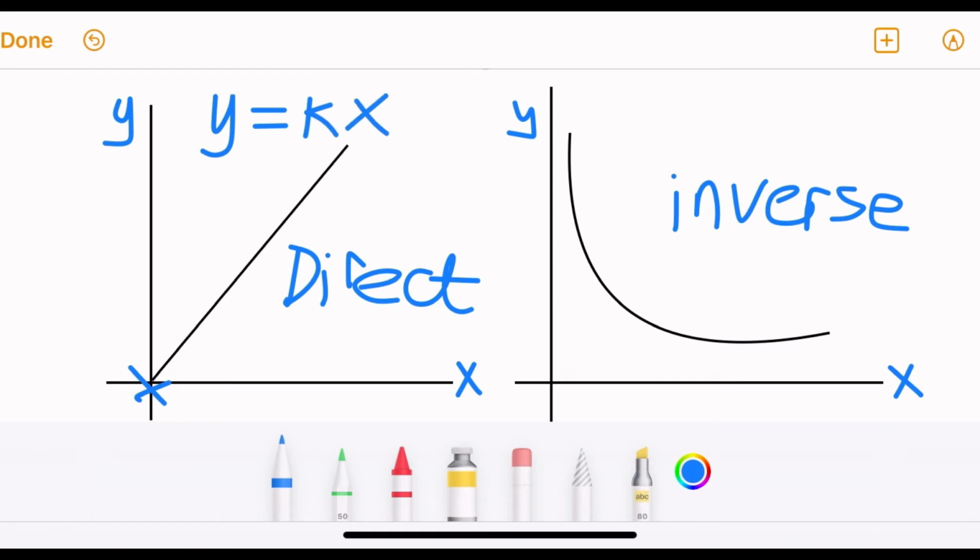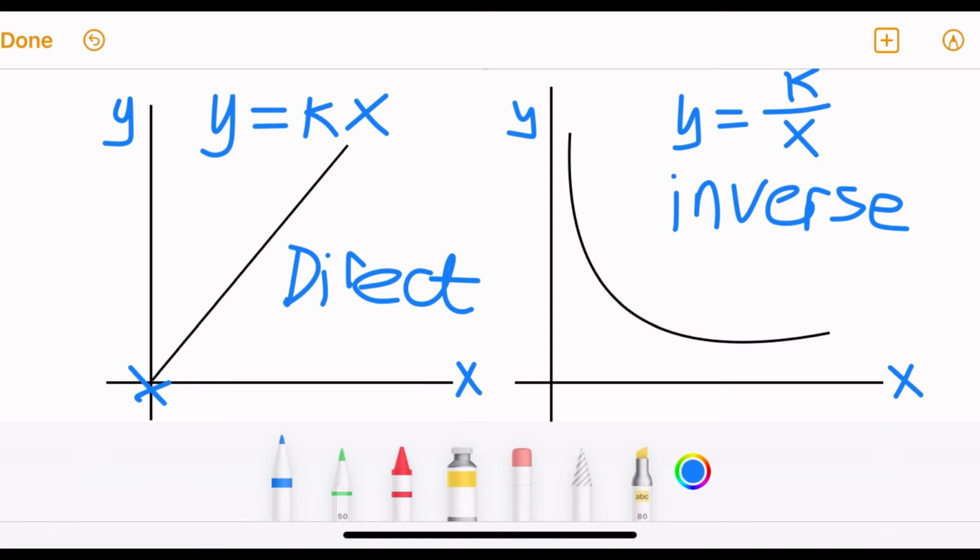Whereas for the inverse proportion, the graph is a reciprocal graph, and one quantity increases at the same rate as the other quantity decreases. This is really easy to understand: if you take a point here, you will see that x is very low, whereas y has a very high value. So when x is low, y is high, and when x is high, y is low. Therefore, the equation for the inverse proportion is y equals k over x.